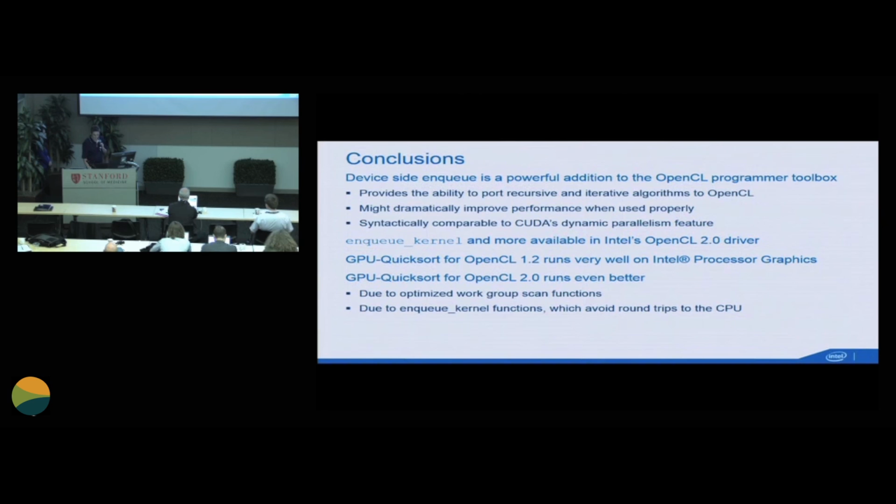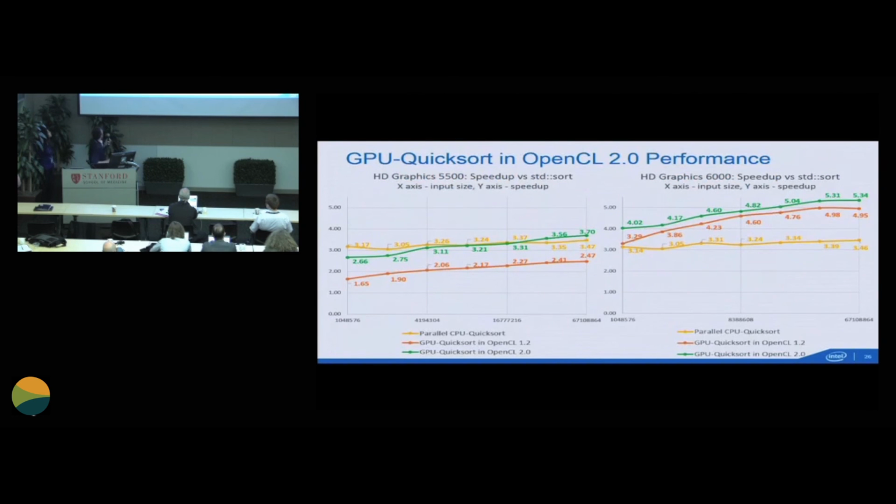All right, so I think that's it. Any questions? What I show is the y-axis: speedups compared to std sort.